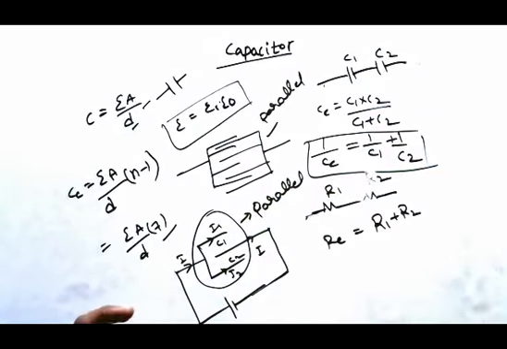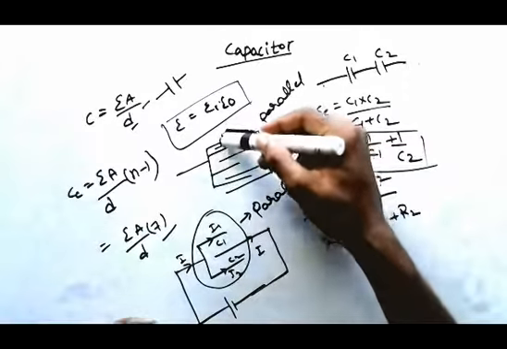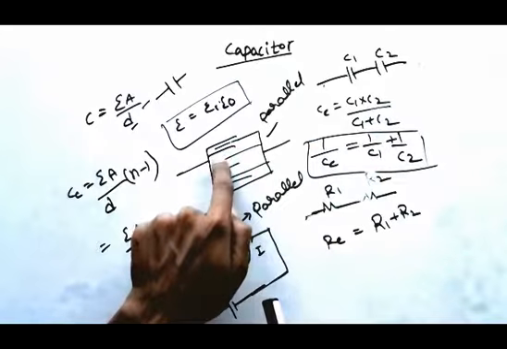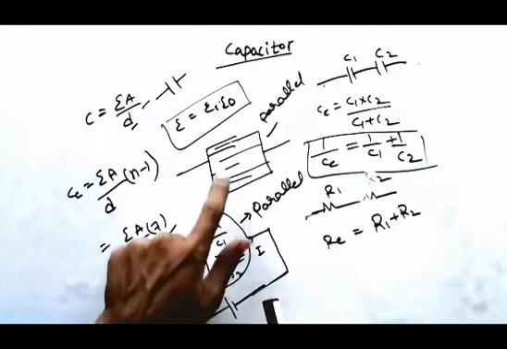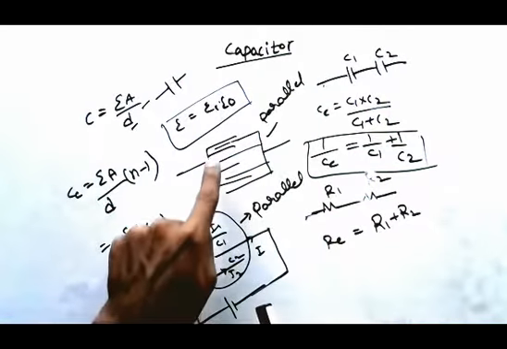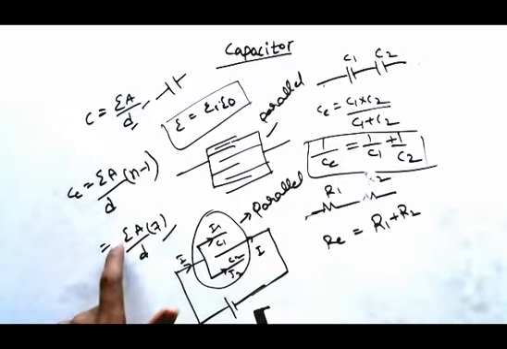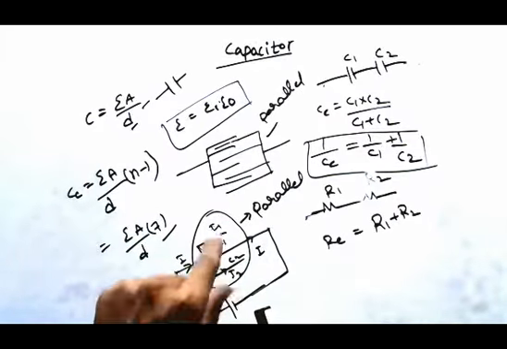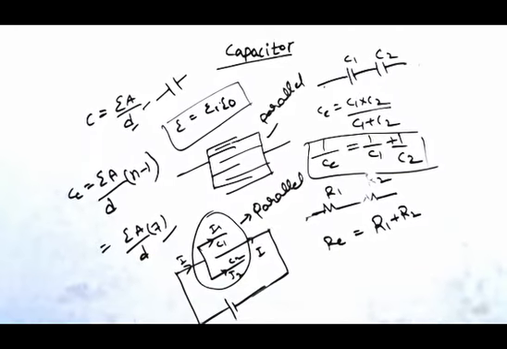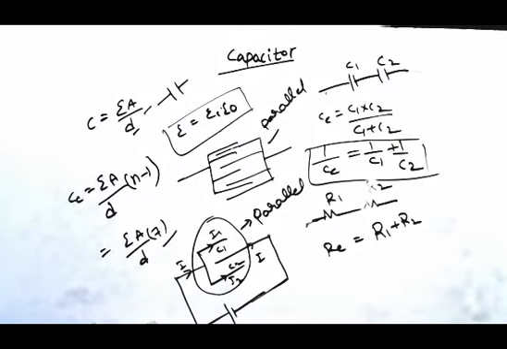Here we have taken that the area of each plate is the same, the distance of separation between each plate is the same, and epsilon, the dielectric material used between plates, is the same. In any case, there may be different dielectric materials present. In that situation, we have to take C equivalent is equal to C1 plus C2 plus C3 and so on.